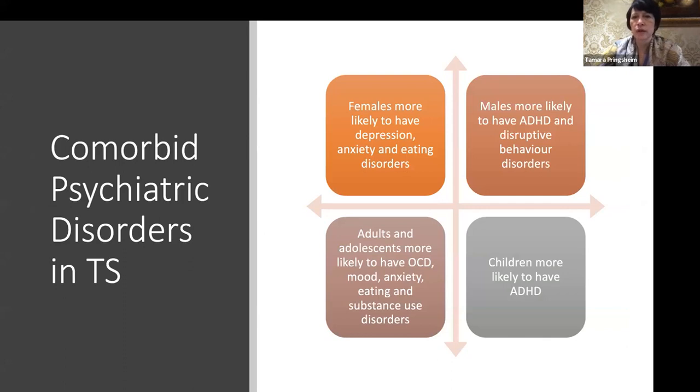So in terms of who gets the different psychiatric comorbid disorders, females were more likely to have depression, anxiety, and eating disorders. Males were more likely to have ADHD and disruptive behavior disorders. Adults and adolescents were more likely to have OCD, mood, anxiety, eating, and substance use disorders, and children were more likely to have ADHD. And I think all of this makes sense clinically.